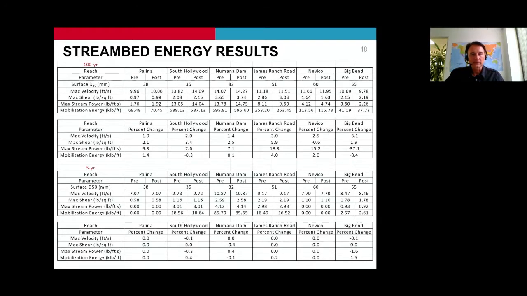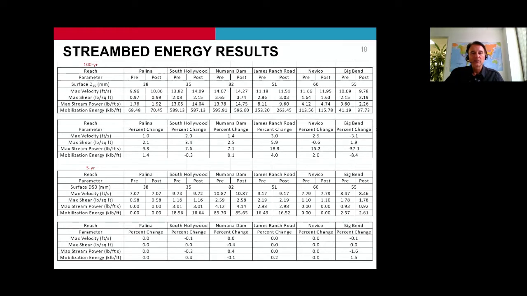Now I'm showing our final results. We looked at several erosion critical downstream reaches and averaged the results over multiple cross-sections representative for each location. I'm showing the results for the 100-year hydrograph on the top and the 5-year hydrograph on the bottom for both pre-project and post-project conditions. In a relative sense, two reaches carry the highest streambed energy, South Hollywood and Numana Dam in this table, which means that they exhibit the highest potential for surface bed scour. On the opposite end are Big Bend here and Paulina.